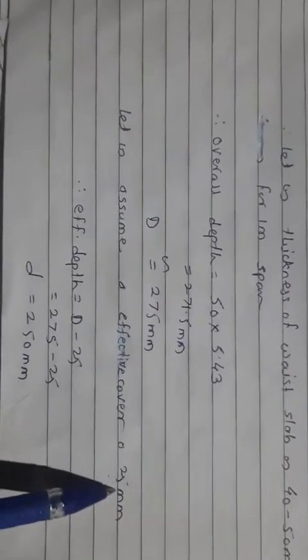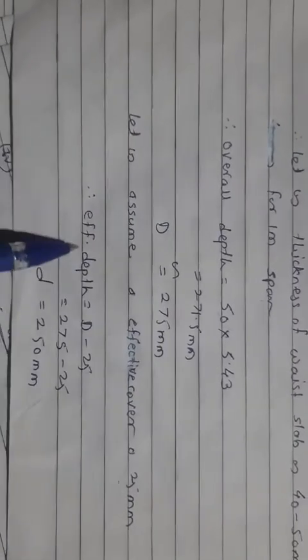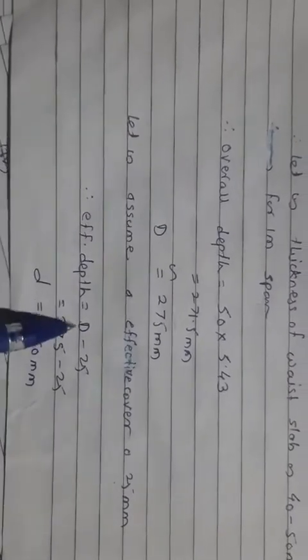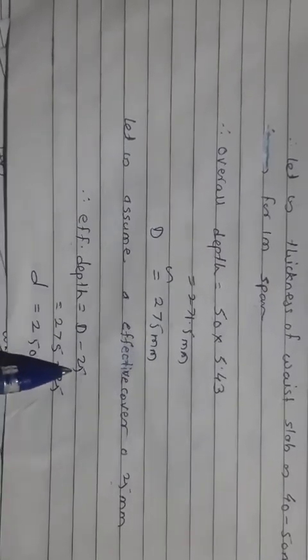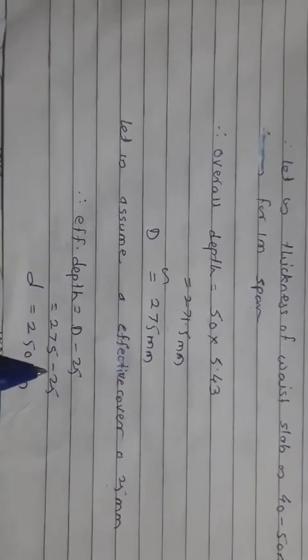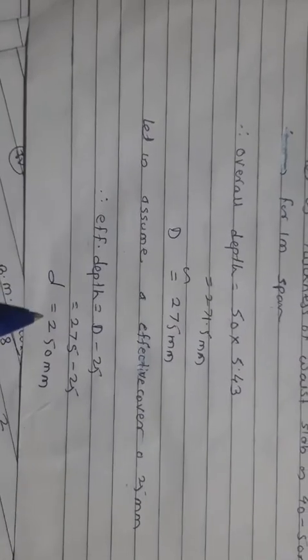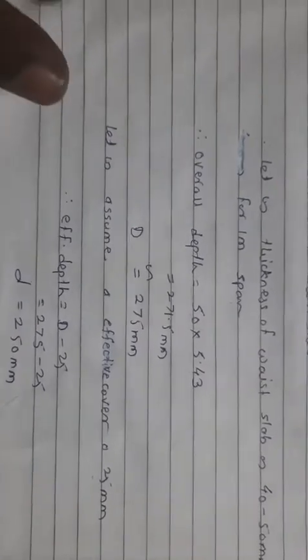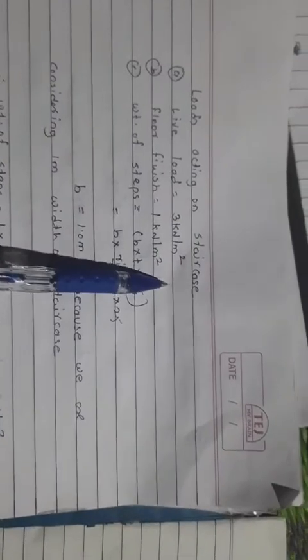Now let us assume an effective cover of 25 mm. So we are getting the effective depth of the waist slab equal to overall depth, that is D, minus effective cover. So 275 minus 25. So we are getting this effective depth d equal to 250 mm. Now we have to consider the loads acting on the staircase. First one, live load is given 3 kilonewton per meter square. Floor finish is given 1 kilonewton per meter square.